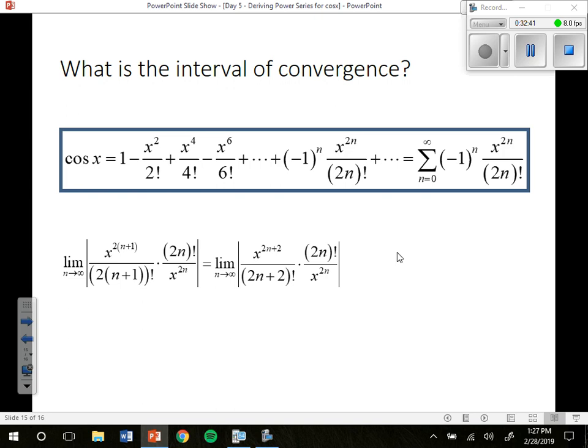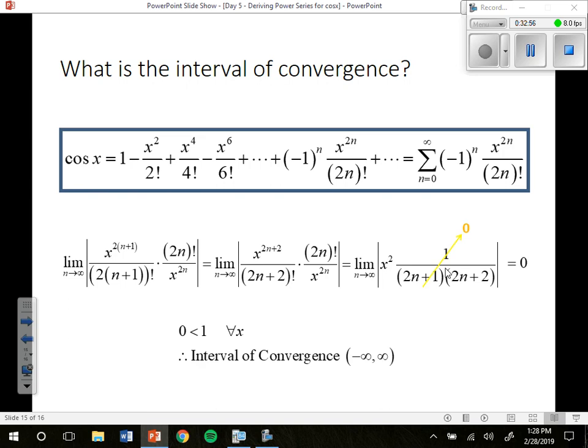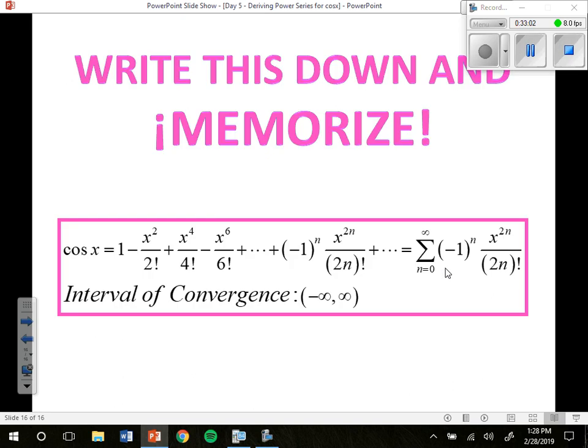X squared on top. And what am I left with on the bottom? 2n plus 2. 2n plus 1 times 2n plus 2. So this is just the ratio test. Now I take the limit as n goes to infinity. What does that limit go to? 0. So this is actually convergent for all real numbers, which is really, really cool. So you should add that to what you write down.